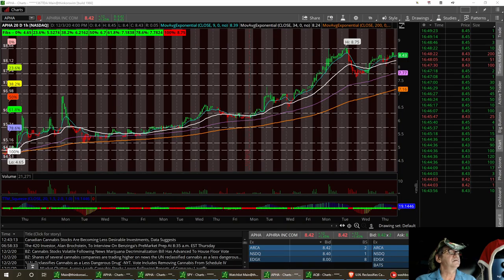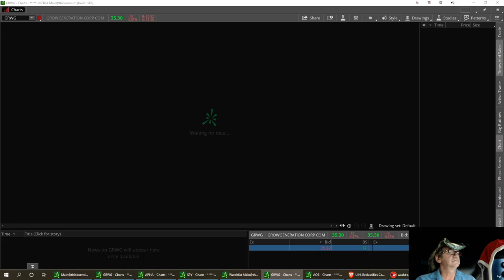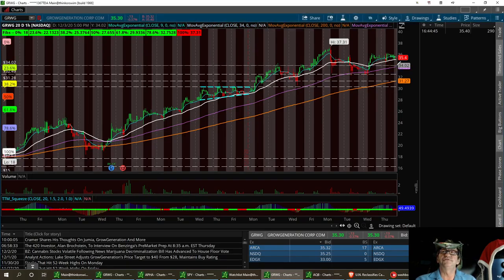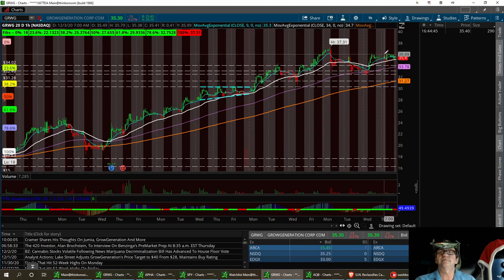Do I see any of these down here that I like? GRWG, I like this one too. Thinking support level is going to be right about in here at 34.02. That's got to hold. If not, it can drop down and find support right here at 33.06. Resistance to break is around 35, 36 dollars. That's going to be a little resistance area on GRWG.